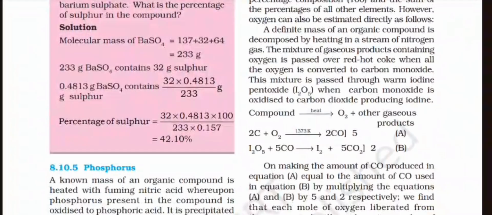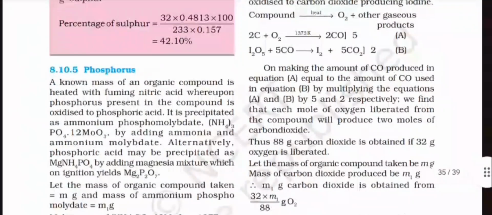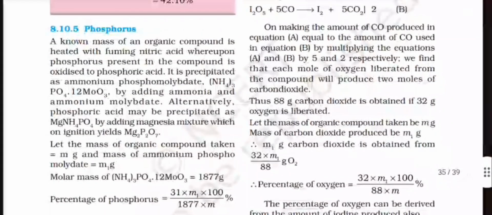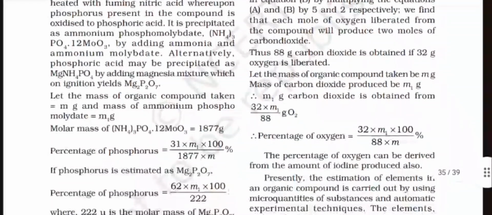Carbon monoxide is oxidized to carbon dioxide, producing iodine. On making the amount of CO produced in equation A equal to the amount of CO used in equation B by multiplying equations A and B by 5 and 2 respectively, we find that each mole of oxygen liberated from the compound will produce 2 moles of carbon dioxide. Thus 88 gram carbon dioxide is obtained if 32 gram oxygen is liberated.